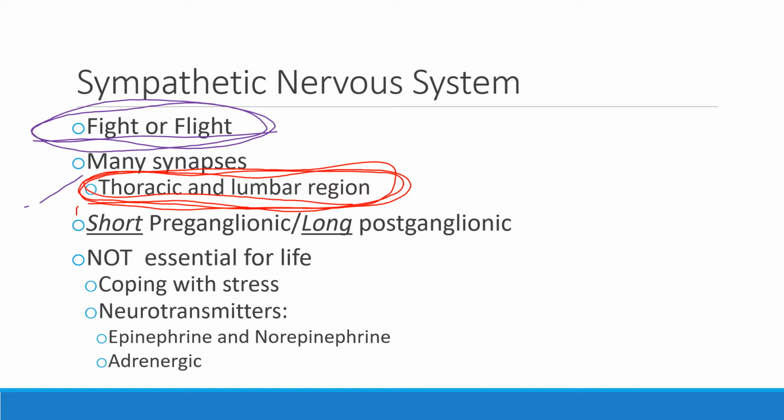These ones have a short preganglionic and long postganglionic chain. The big thing here is remembering that this is not essential for life. You might think of it as a self-preservation thing and therefore essential to life. However, can you live life without being in a sympathetic state? Yes, you can. Life can continue without being in a sympathetic state. If you're talking about survival in a stressful situation, that's a whole separate thing. But this one is not essential for life.